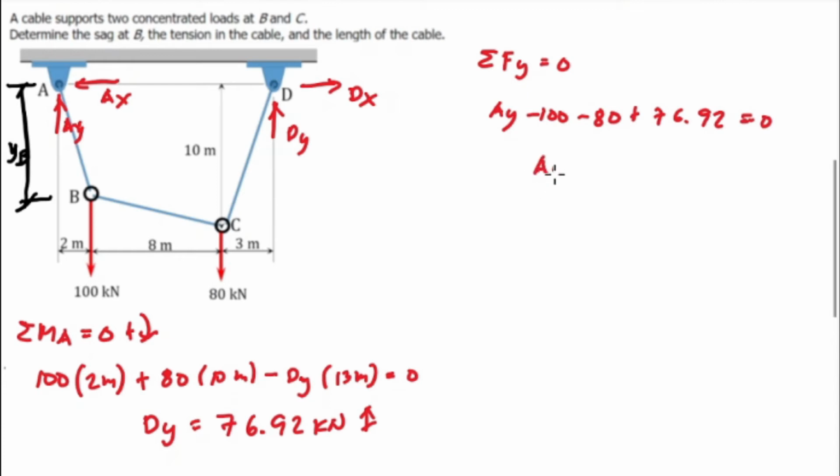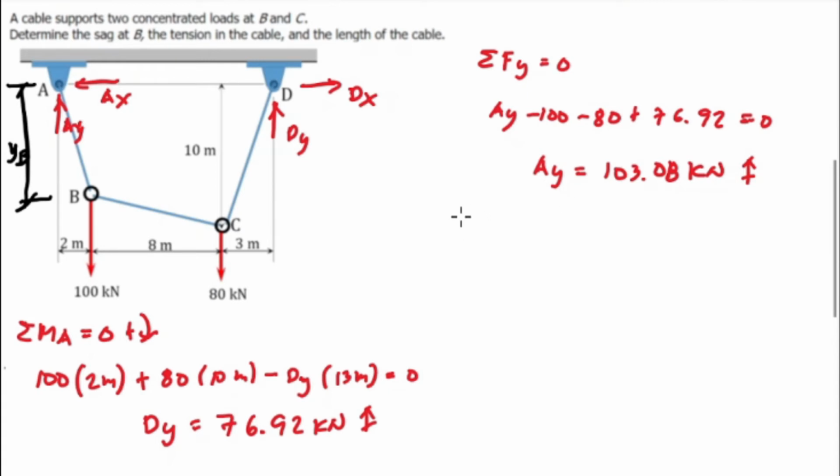The value for A sub Y is negative 180 plus 76.92, so A sub Y is equivalent to 103.08 kilonewton, and the direction is positive, so it is upward. So we have D sub Y and A sub Y as the values for the reactions.